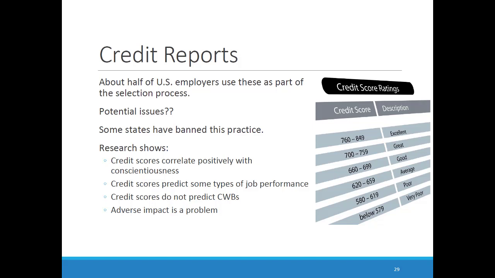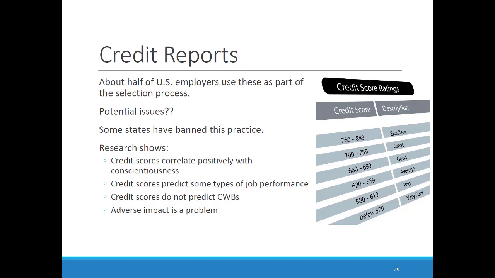Research does show that credit scores correlate positively with conscientiousness. Credit scores predict some types of job performance, but they do not predict CWBs. Adverse impact is definitely a problem with credit reports. So organizations really need to be careful in the use of credit reports. And you can probably think of a lot of situations in which someone is really conscientious and would actually be a very good employee, but maybe they have bad credit.